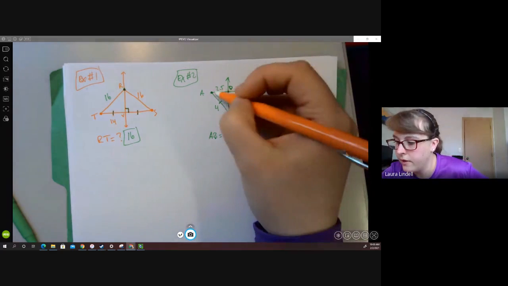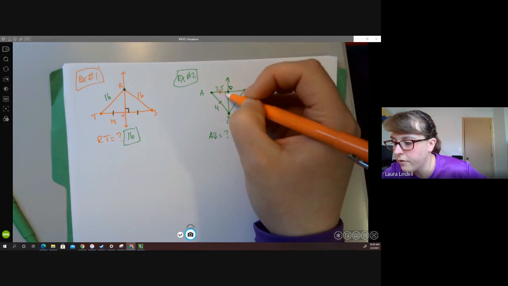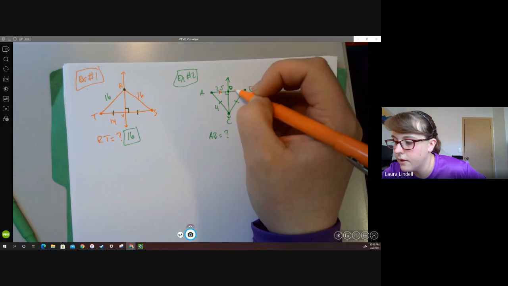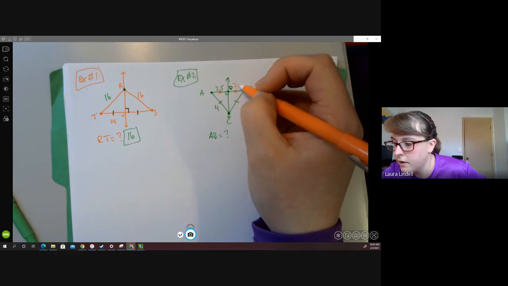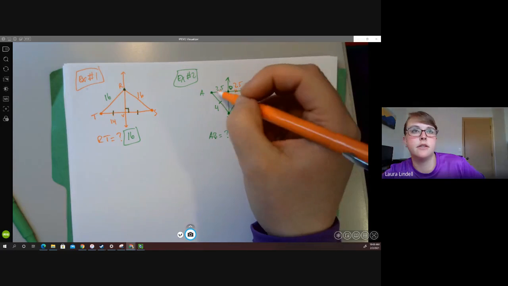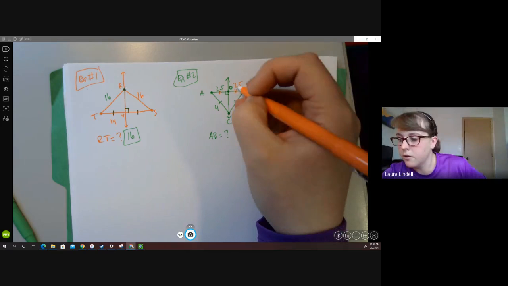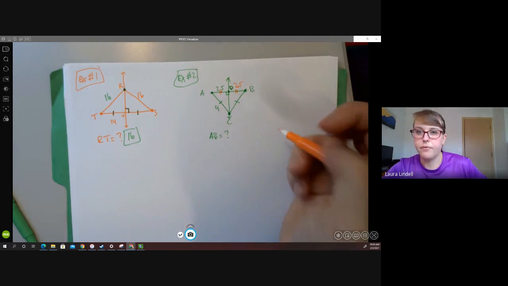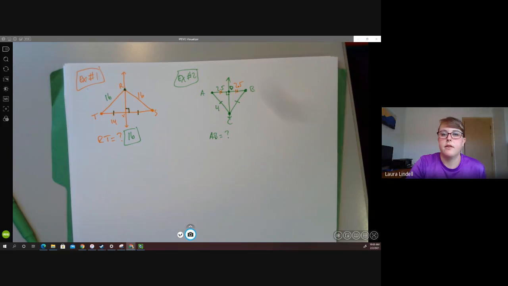Well, if we know that this distance here is 2.5, then this distance here will also be 2.5, since this is the perpendicular bisector and it cuts this into two equal pieces. So if these are both 2.5, then AB is going to be 5. Awesome, Adon.